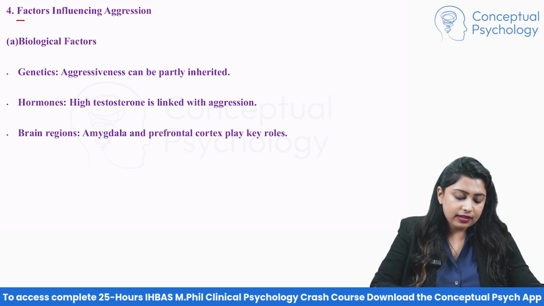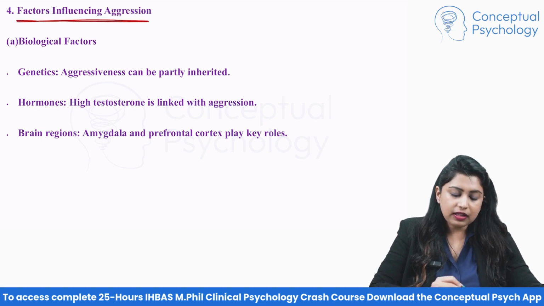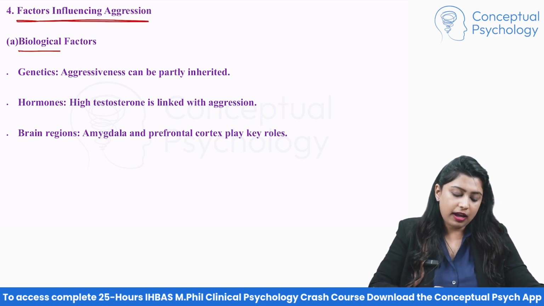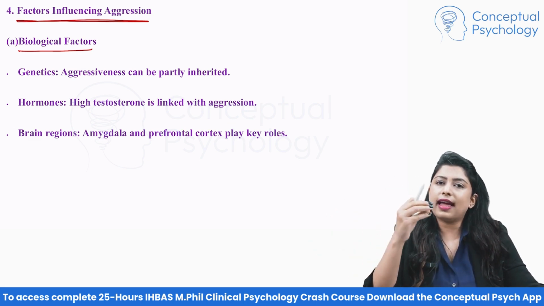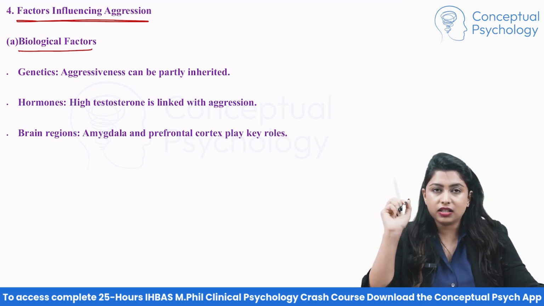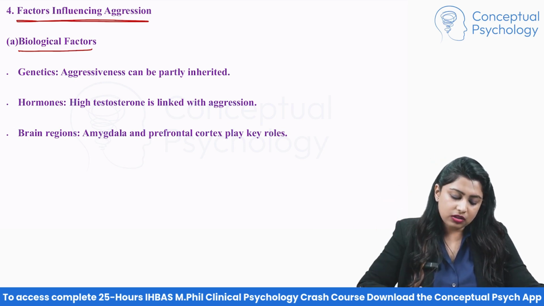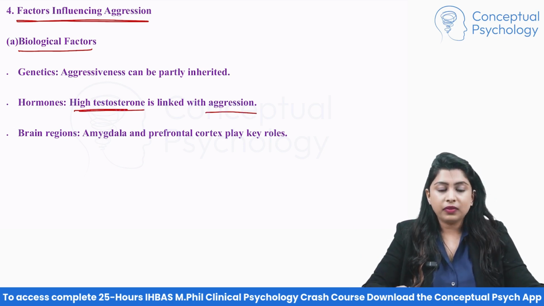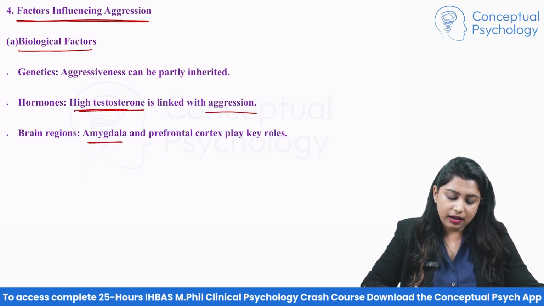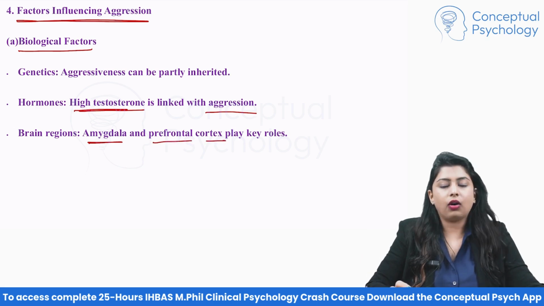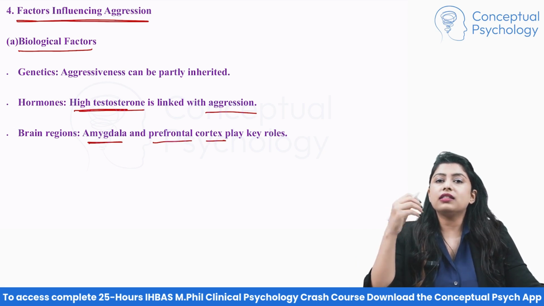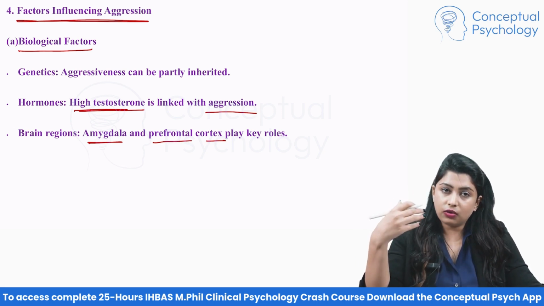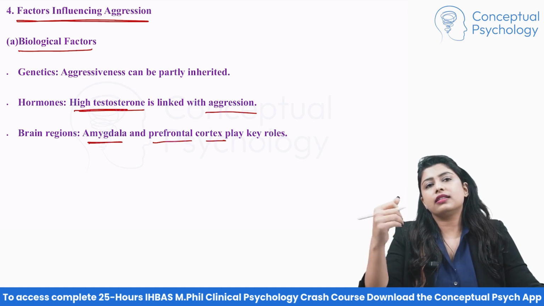Let us quickly discuss the factors influencing aggression. First are the biological factors, which are your genetics. So, aggressiveness can be partly inherited. Hormones such as high testosterone are linked with aggression. Here the brain regions, the amygdala and the prefrontal cortex, play key roles. Animal studies show that removing testosterone reduces aggressive behavior.